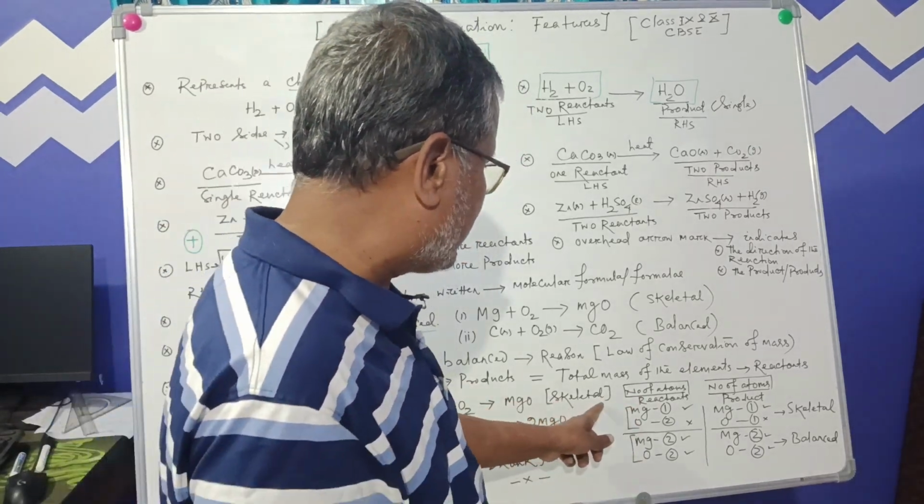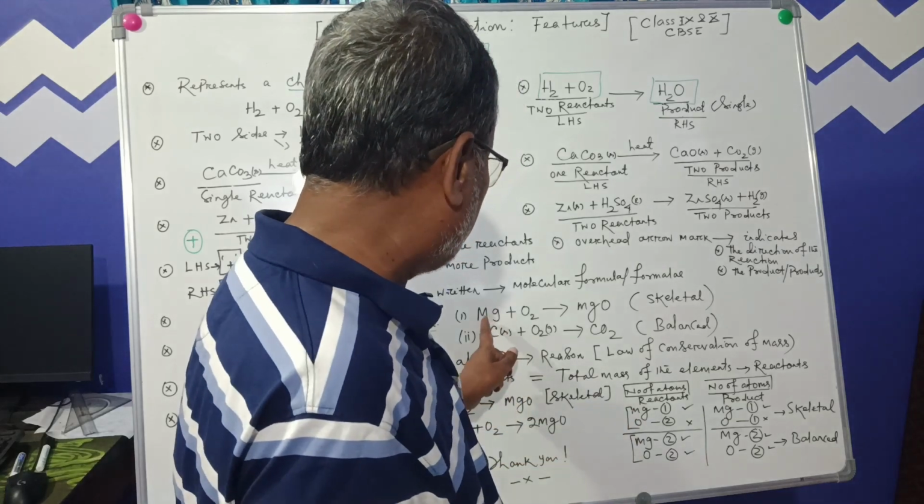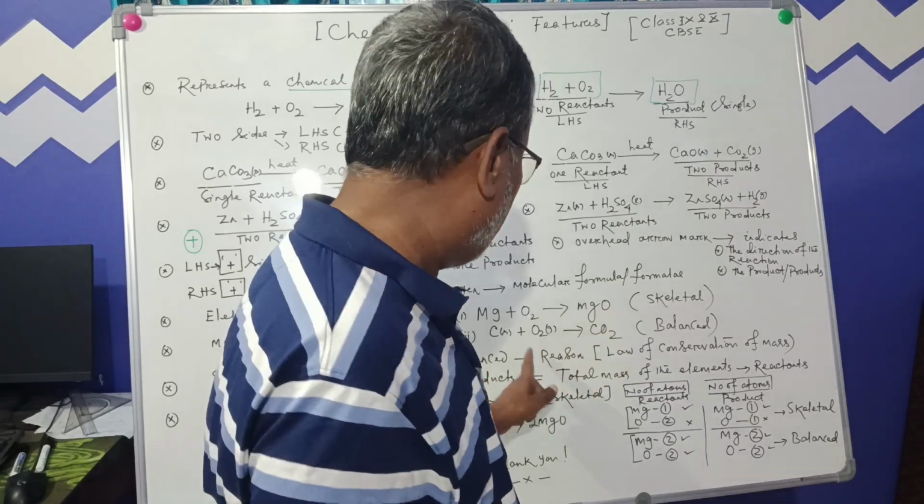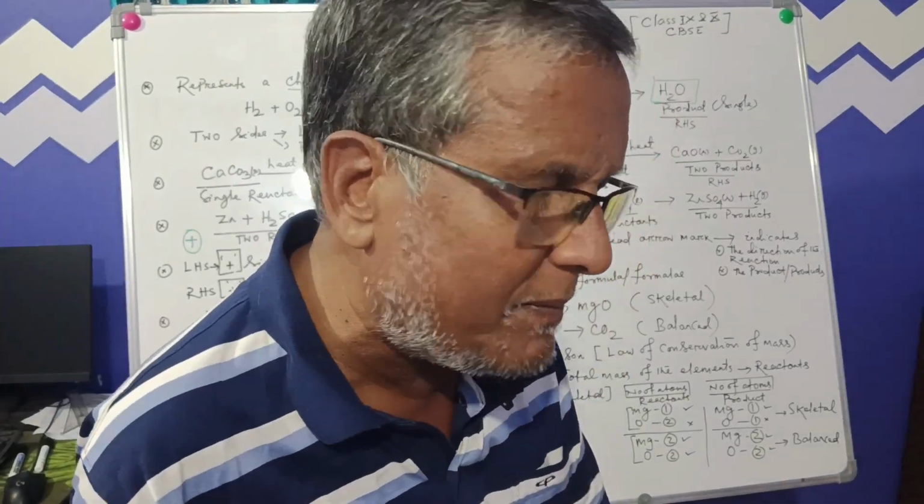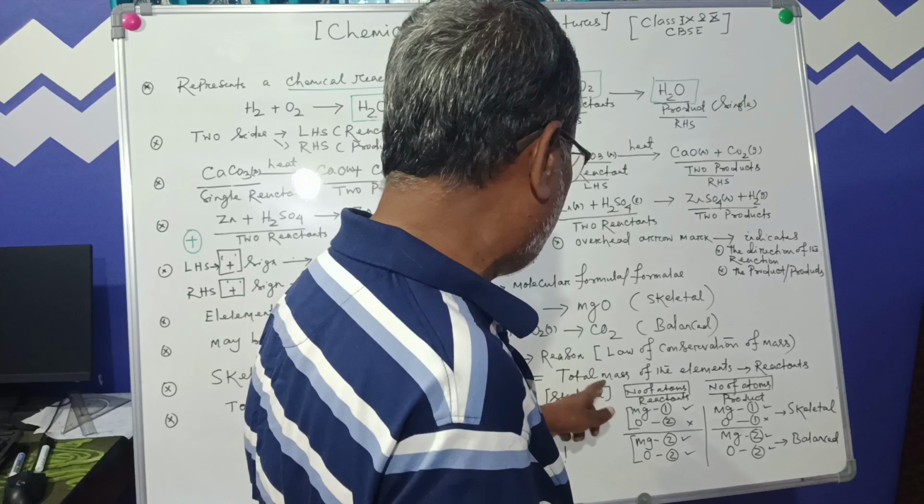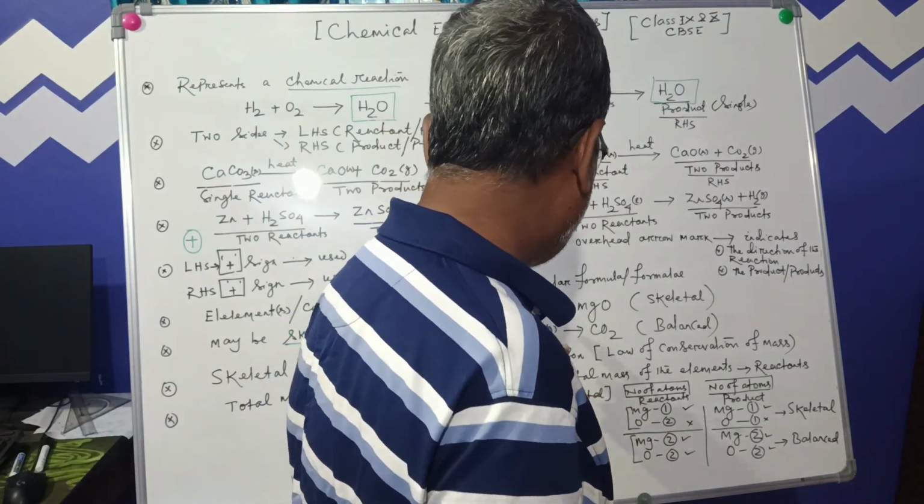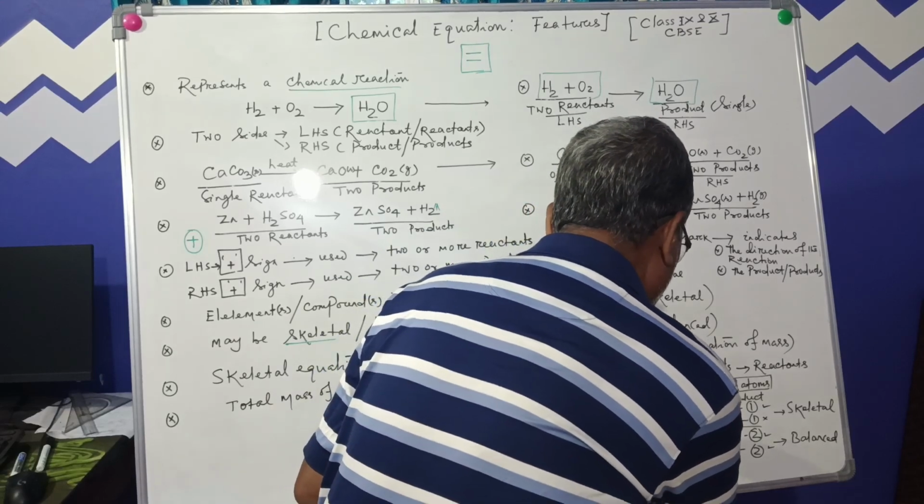In a skeletal equation, you see Mg as a reactant. This is the reactant side, and this is the product side. Let us count the number of elements. Magnesium on the reactant side is 1, and oxygen is 2.